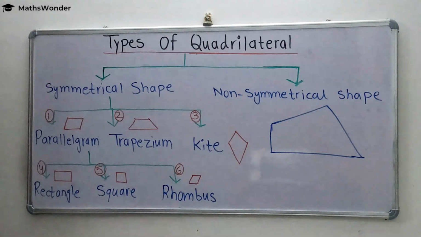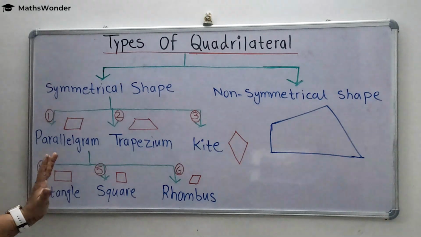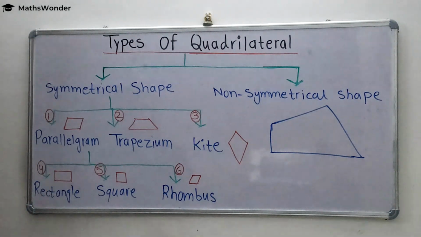But I explain in very depth. Before 6, they are categorized into 2: symmetrical and non-symmetrical. Now in symmetrical, we have 3: parallelogram, trapezium, kite, and under parallelogram we have 3 shapes: rectangle, square, and rhombus.